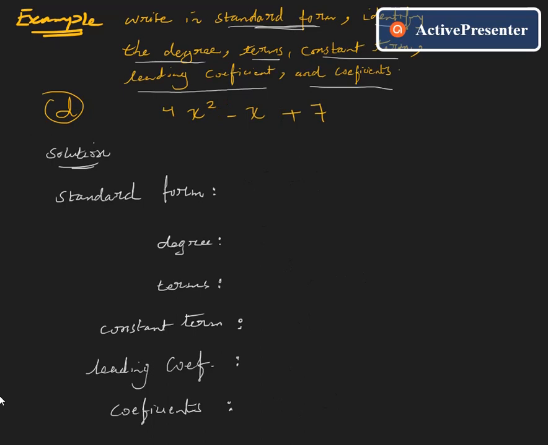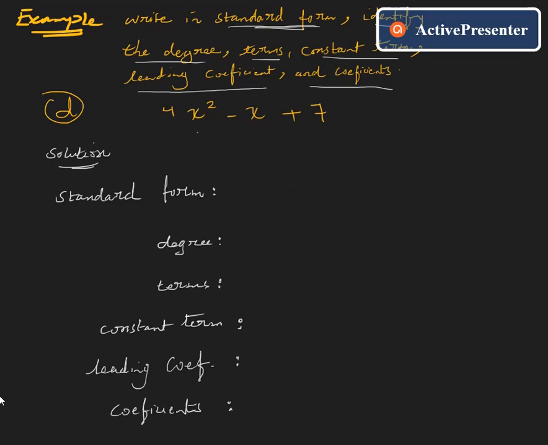Another example, 4x squared minus x plus 7. Is it in the standard form? Let's see. This term's degree is 2. This term's degree is 1. And this term's degree is 0. So we are going down from the highest degree, which is 2, to 1 to 0. Therefore, this is written already in the standard form, right?